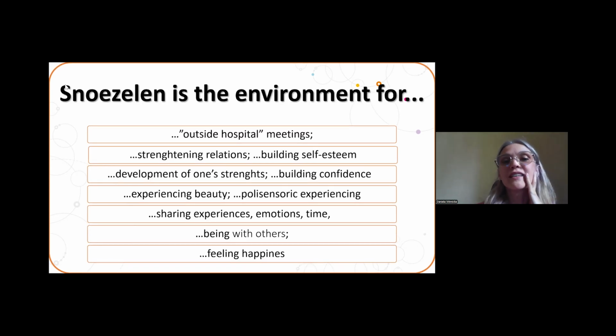So snoezelen is the environment for meetings outside the usual hospital places, because it is different from the other places in the hospital: strengthening relations, building self-esteem, development of one's strength, building confidence, experiencing beauty, polysensoric experiencing, sharing experiences, emotions, time, being with others.